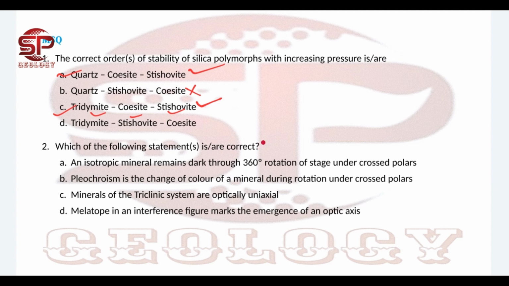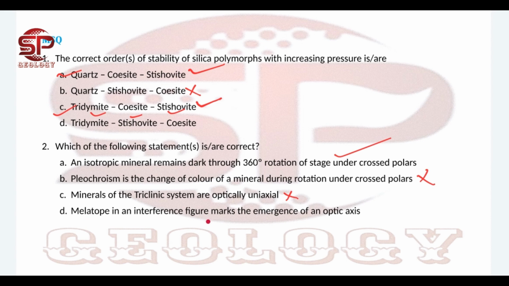Which of the following statements is correct? An isotropic mineral remains dark on 360-degree rotation of the stage under crossed nicols. Because isotropic minerals are completely dark under crossed nicol condition, if you rotate the stage, it will remain dark. That is correct. Leucology is the change of color of a mineral during rotation under crossed nicols. It is during rotation under PPL, so it will be incorrect. Minerals of the triclinic system are optically uniaxial. It is incorrect because the triclinic system belongs to biaxial.